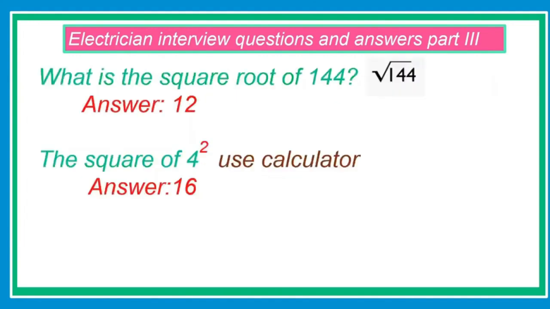What is the square root of 144? Using your calculator, the answer is 12. Next question. The square of 4, also use your calculator. X raised to the 2, the answer is 16.